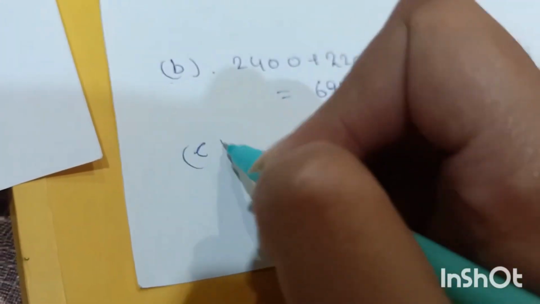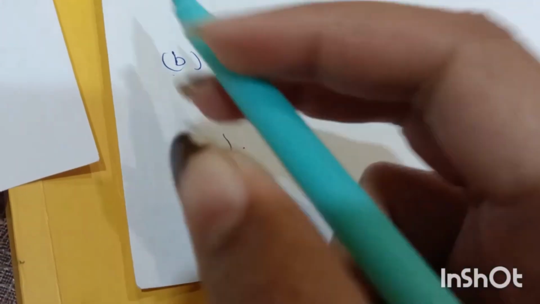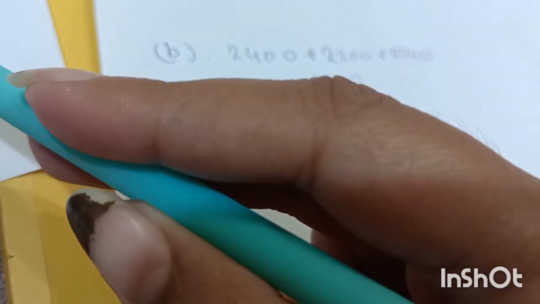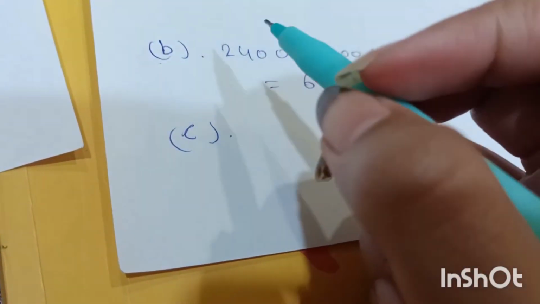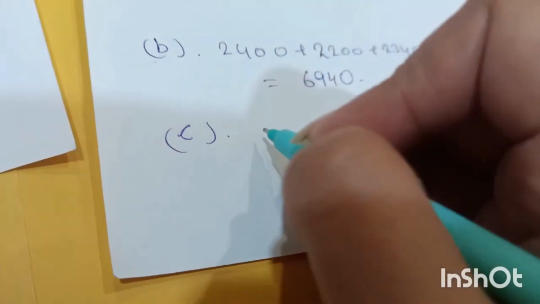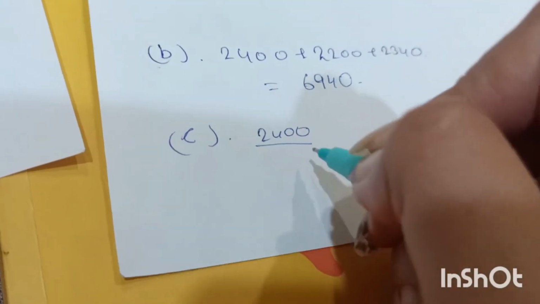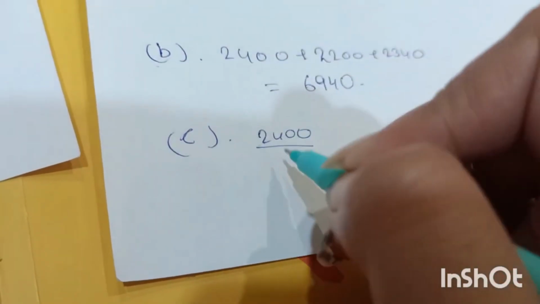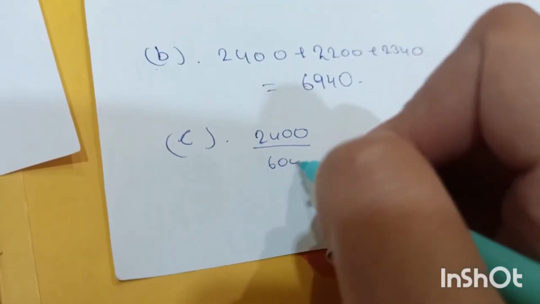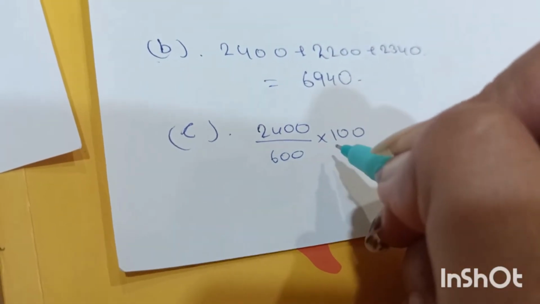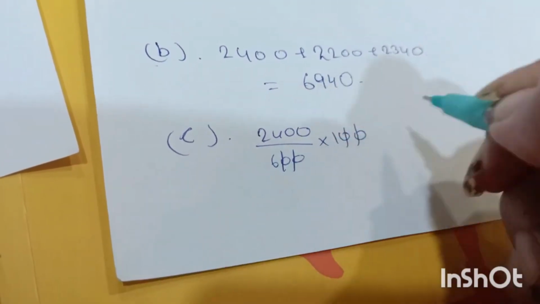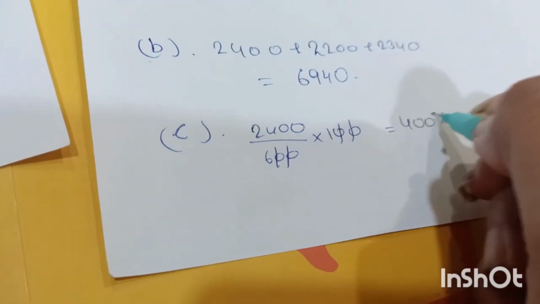Okay, so now for C, number of boys in section 2 is what percent of section 3 girls. So number of boys in section 2 are given as 2400, and girls in section 3 is 600 into 100, because you have to find the percentage. So when you will calculate it, you will get the value as 400%.